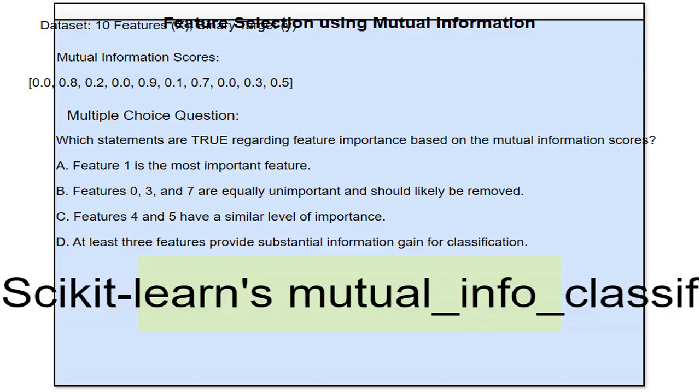This is the function scikit-learn uses to calculate these scores, indicating how well each feature predicts the target variable. I use mutual_info_classif for feature selection tasks all the time. It tells you which features are the most relevant in predicting the target variable.